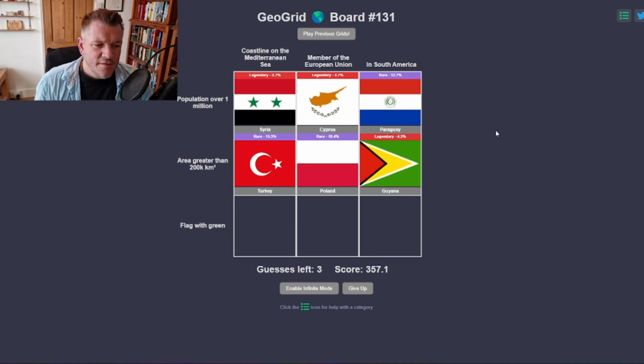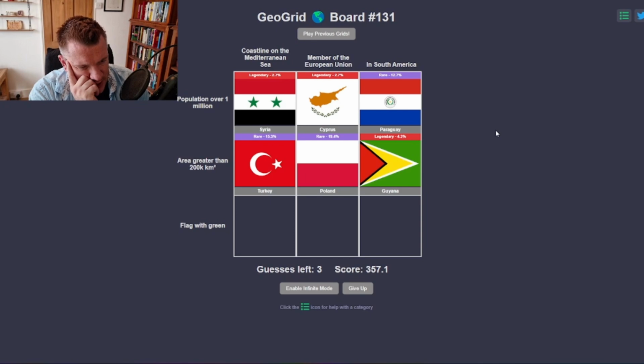Okay. Flag with green has a coastline on the Mediterranean Sea. Okay, so Italy, obviously. Libya definitely does. Libya has green in it now. Before the uprising, it was only green. Algeria as well.